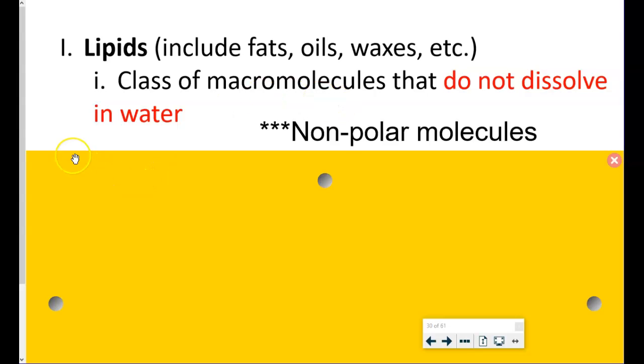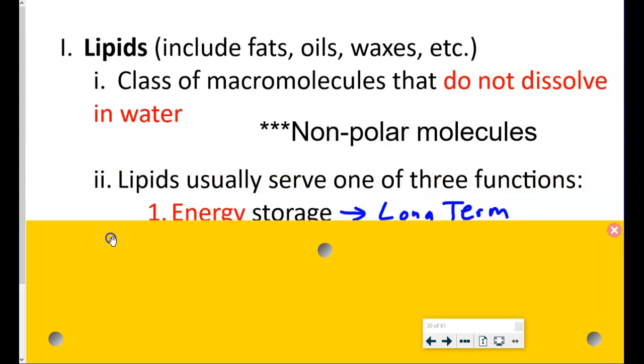You've probably seen this before in parking lots, where after a rainstorm there's oil or gasoline floating on top of the rainwater. It doesn't mix in with the water. They float in separate layers. That's a way to tell a lipid.